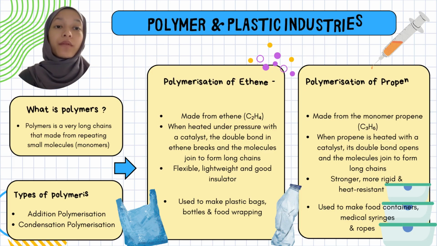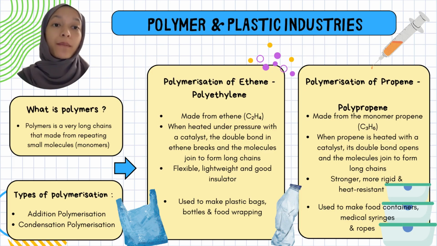I will explain briefly about the polymer and plastic industry, focusing on how polyethylene and polypropylene are made. Firstly, polymerization is a process where many small molecules called monomers join together to form a long chain known as a polymer. One common method is addition polymerization, which happens when the double bond in a monomer opens and connects with other molecules. For example, polyethylene.